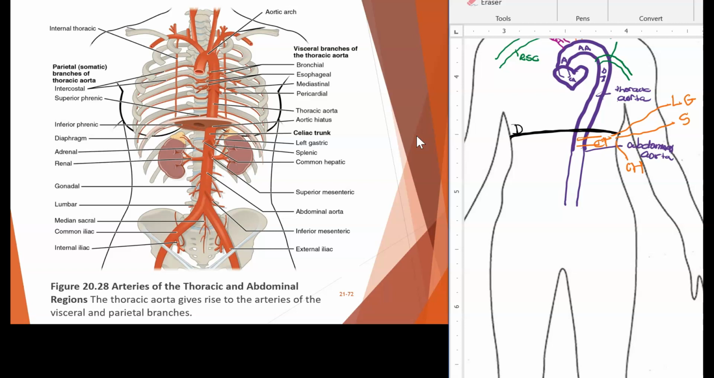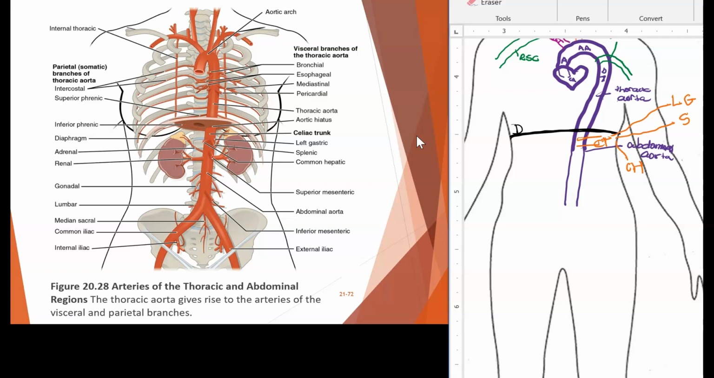So the abdomen's a little bit different in that not everything is going to be right and left. We might just have one vessel for each. So you might have guessed what these vessels supply. Your left gastric is going to go and supply your stomach. Splenic is going to go and supply your spleen. And common hepatic will go and supply your liver.